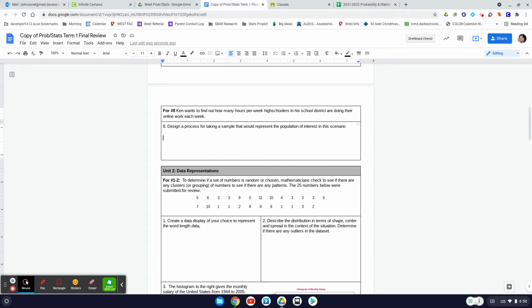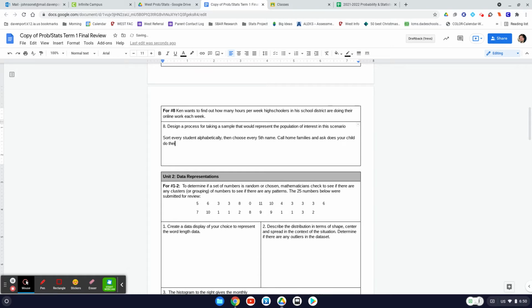We could choose, so sort every student alphabetically, then choose every fifth name. Call home to those families and ask, does your child do their online work?